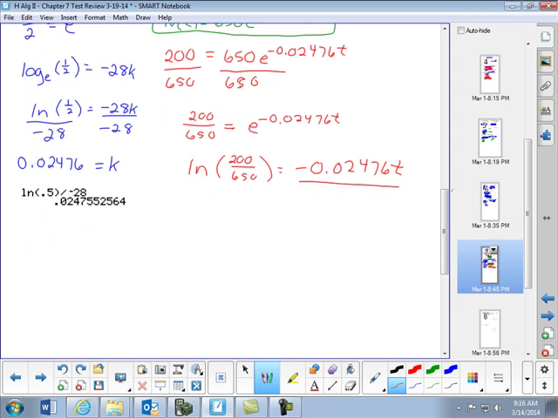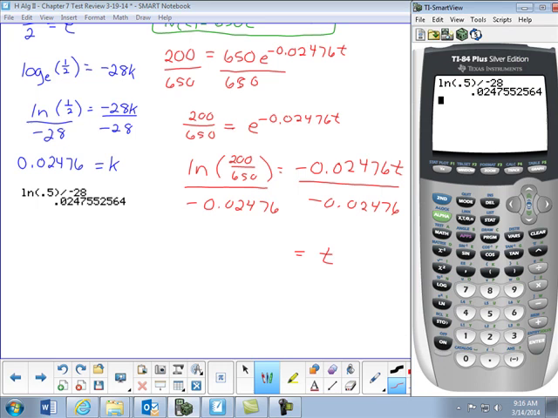So we are going to divide both sides by this. Now remember, we're going to use our calculators on this because I kind of rounded this a little bit. And when I do, I get t equals. So here's the way I'm going to type this in my calculator. I have this last answer. This is my k value up there. So I'm going to do the natural log of 200 divided by 650. Close your parentheses. Divided by negative second answer.